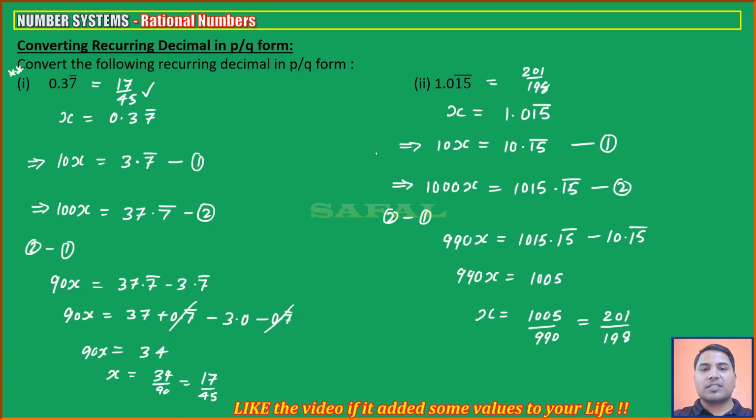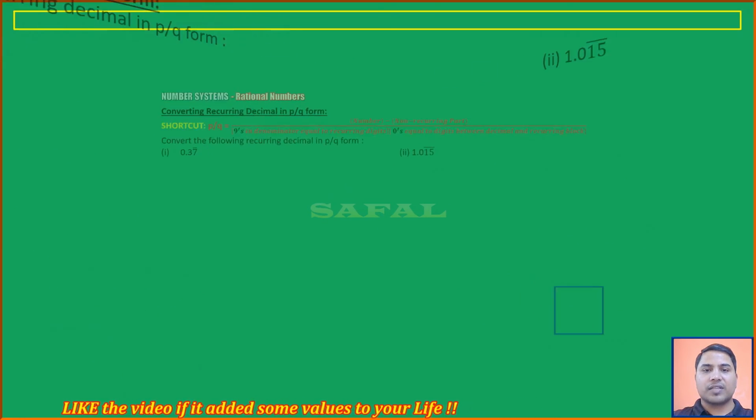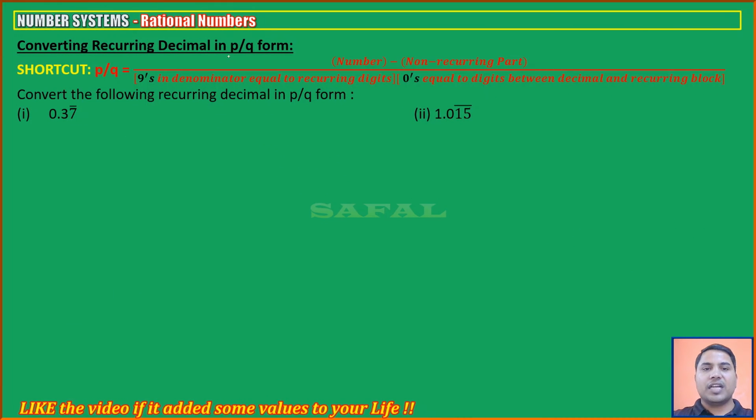Whenever they are asking in a school exam you can do it this way, but I have a short trick for this. So let us see how we can write the answer directly. Here I have written the shortcut. So p by q is basically the number minus the non-recurring part, by 9s in the denominator equal to the number of recurring digits, and zeros in the denominator equal to the number of digits between the decimal and the recurring block.